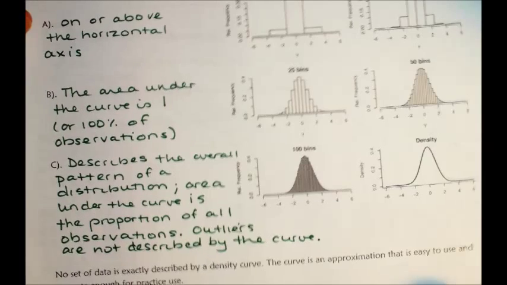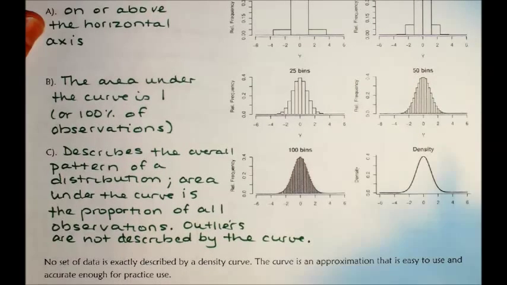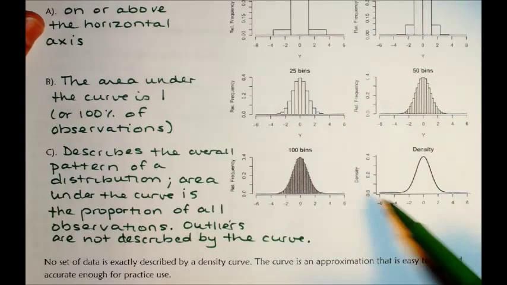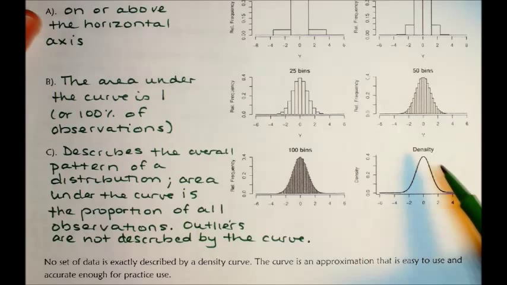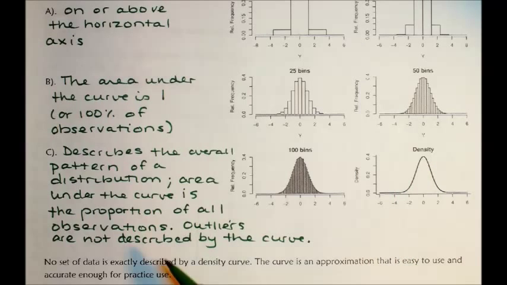So it describes the overall pattern. So this right here is a normal density curve. It describes the overall pattern of the histogram. The area under the curve are proportions, so we don't use counts, we use the relative frequency, and outliers are not typically described by the curve.